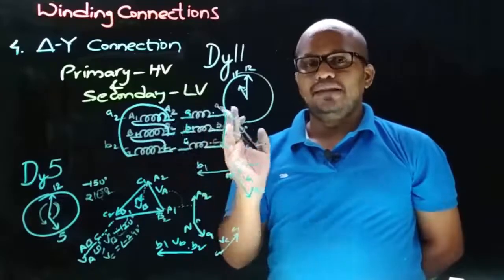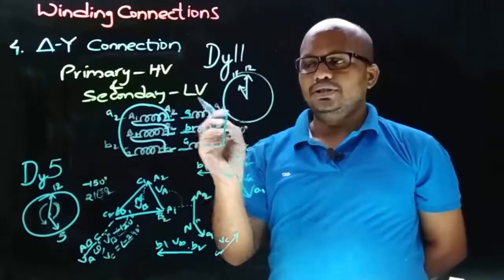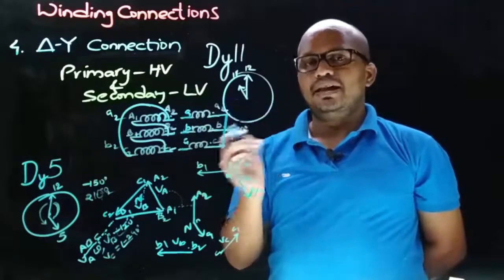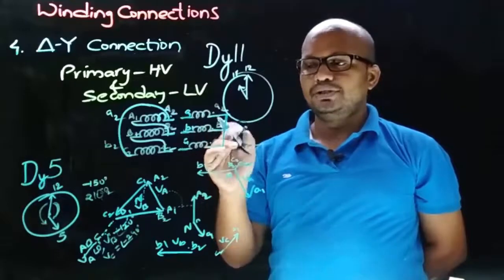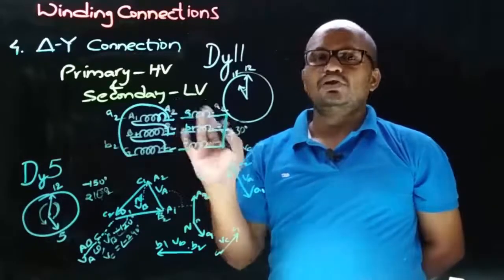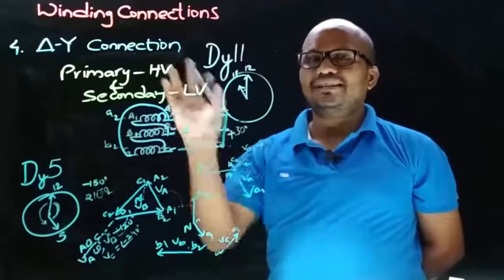And now coming to the LV winding connection, in the third possible connection we will join the non-dot end terminals and take the output from the dot end terminals, and in the fourth possible connection we will join the dot end terminals and take the connections from the non-dot end terminals. Now let's see the third possible connection of delta star connection.